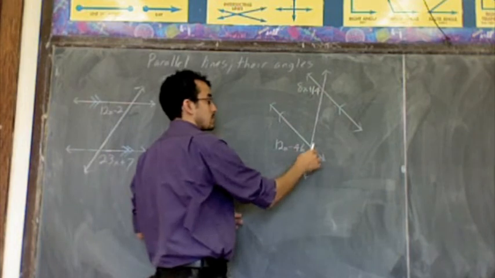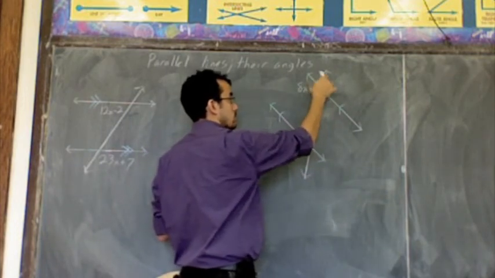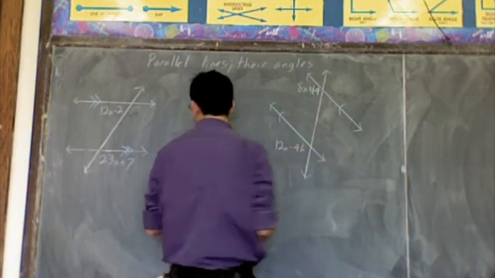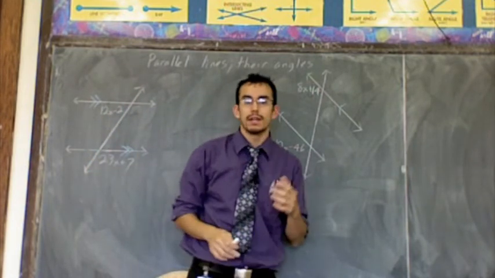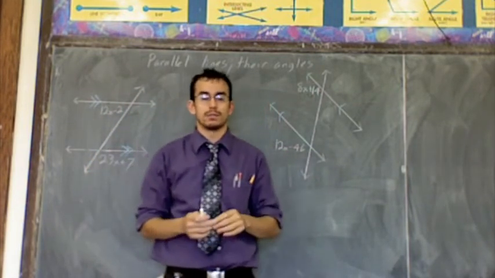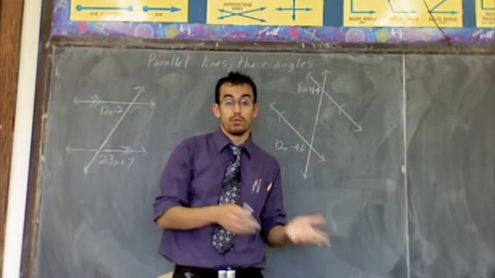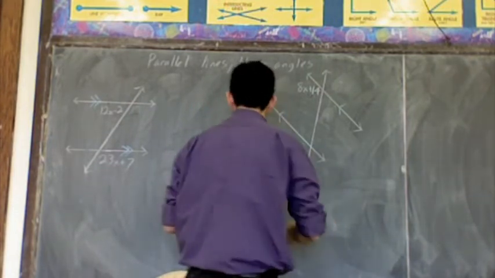Like in each one of these pictures, you see a grand total of 1, 2, 3, 4, 5, 6, 7, 8 angles. Same thing, 1, 2, 3, 4, 5, 6, 7, 8. But in reality, there's only 2 different angles. Okay? 4 of them are the same and 4 others are the same. So let me show you how that works.